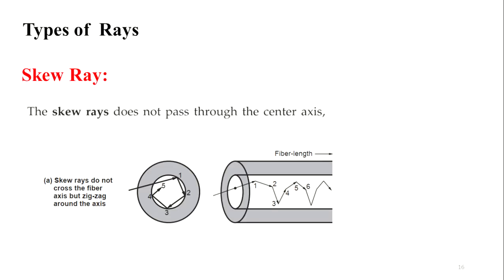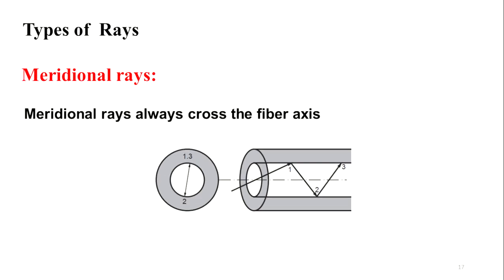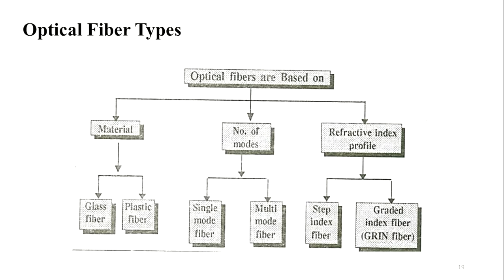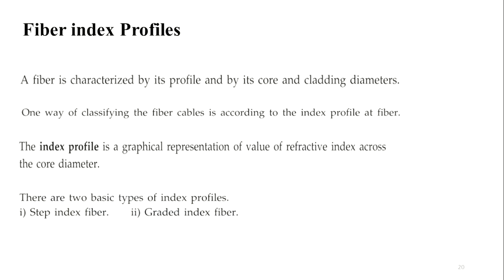Skew rays do not pass through the center axis, they take a zigzag path, and meridional rays always cross the fiber axis. The axial ray travels along the axis of the fiber and stays at the axis all the time. And we can classify optical fibers based on material, number of modes and refractive index profile. Based on the material, it is classified into glass fiber and plastic fiber. Based on number of modes, it is classified into single mode fiber and multi-mode fiber. Based on refractive index profile, it is classified into step index fiber and graded index fiber.